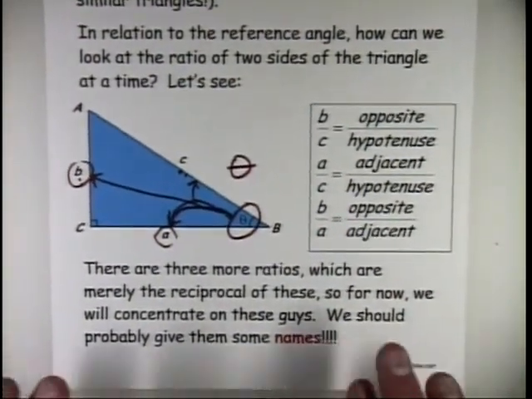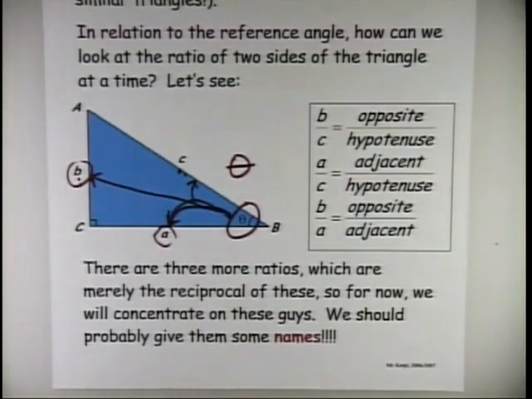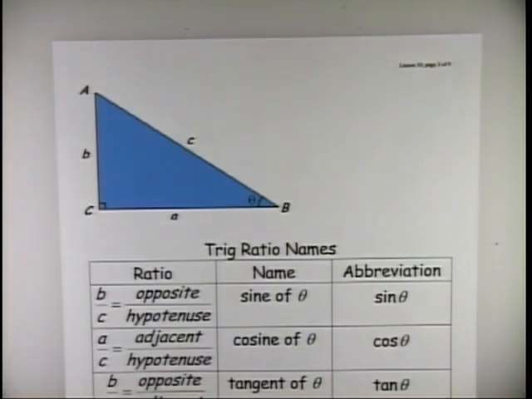Okay? Now, they are ratios, and we don't want to have to call them B over C every time, or the opposite over the hypotenuse, and we definitely don't want to say, hey, you over there. So we're going to have to give these guys some really specific names, and that's where the trig ratios come in. So here's what I mean. Here's our little triangle again, just so we can refer back to it.